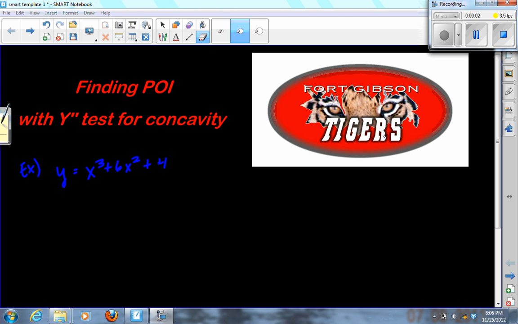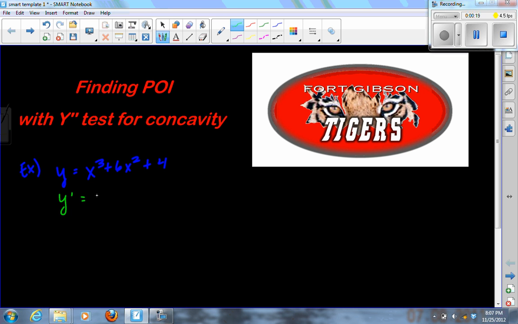This is going to be a pretty basic example of how to find a point of inflection with a second derivative test, and also how to find where this function is concave up and where this function is concave down. So again, just like in the previous video, you'll start by finding the critical numbers for the second derivative, which is where the second derivative is 0 and where the second derivative is undefined.